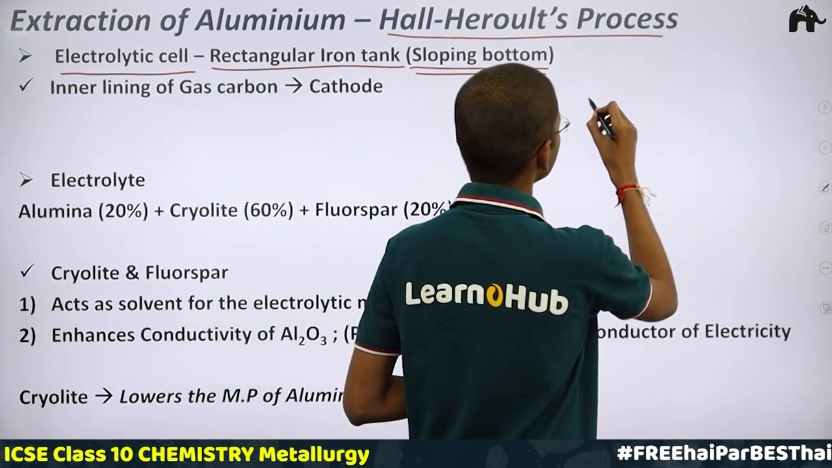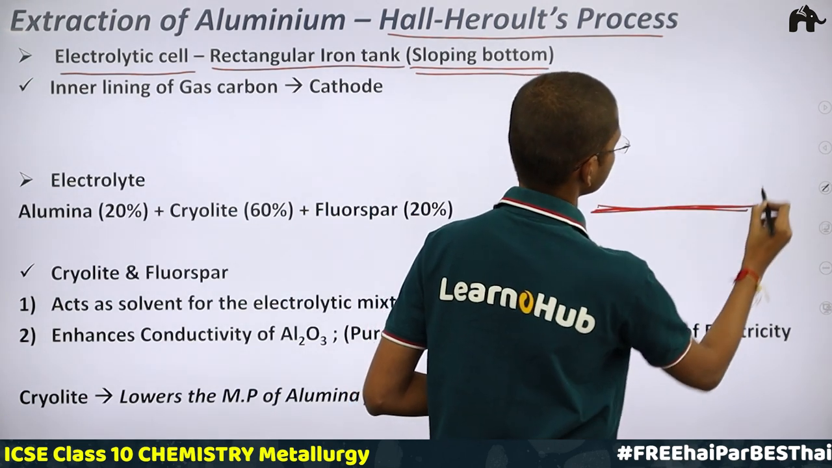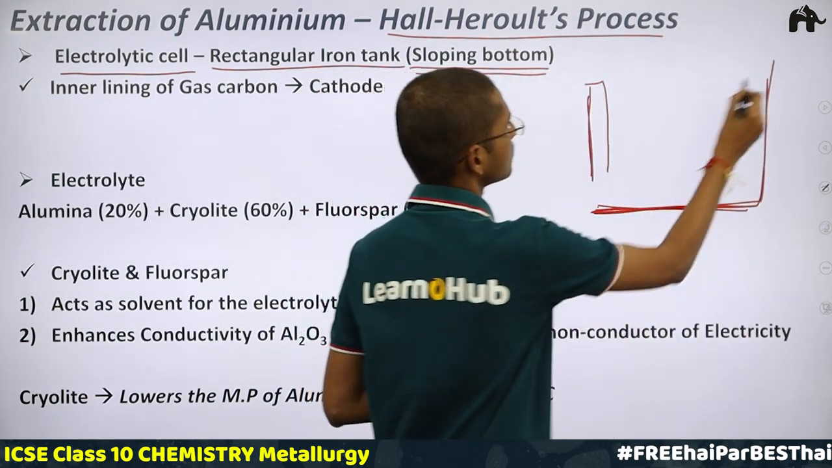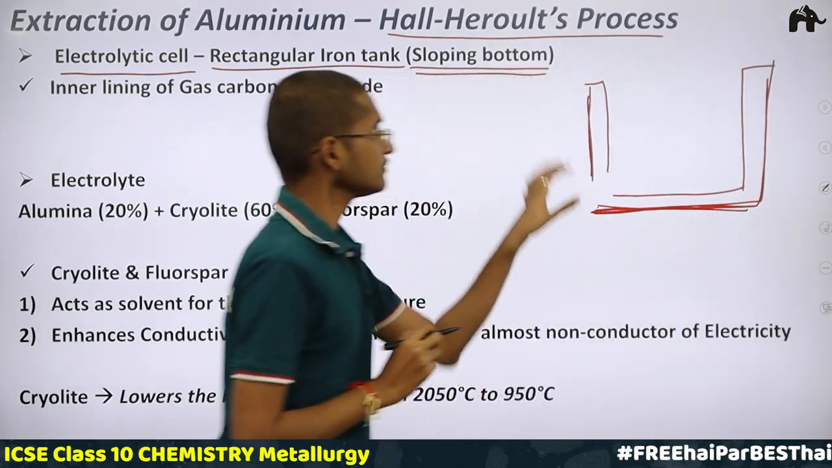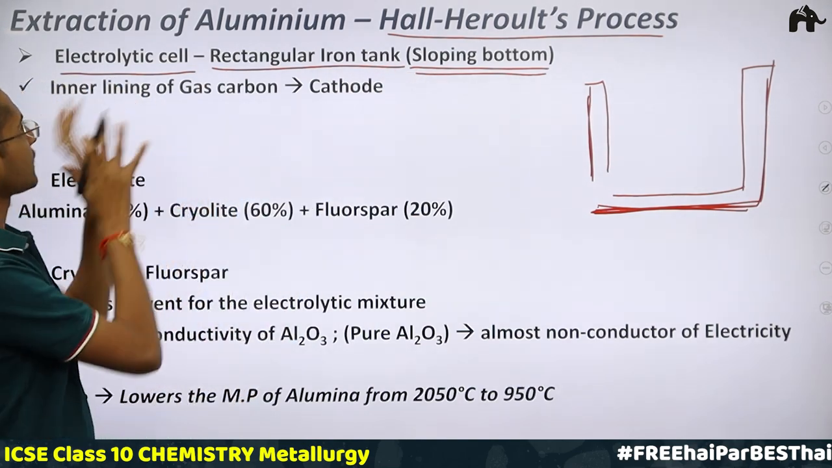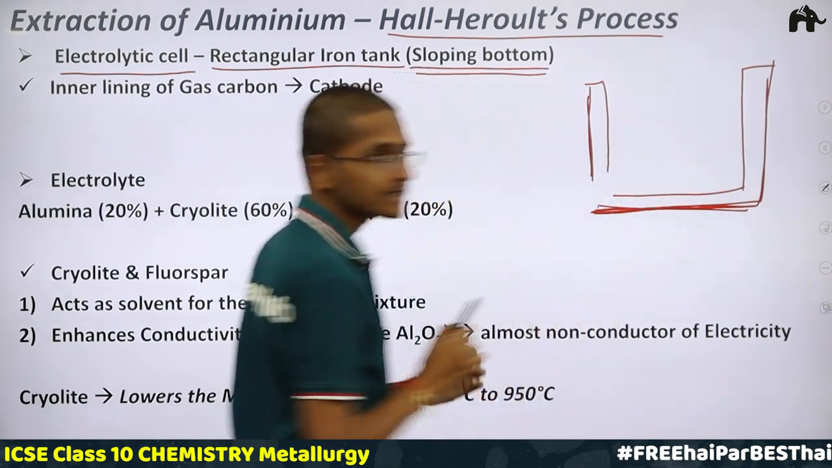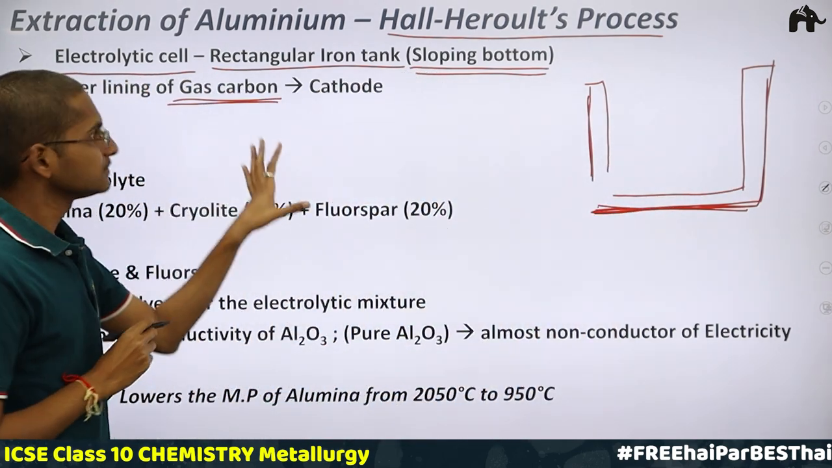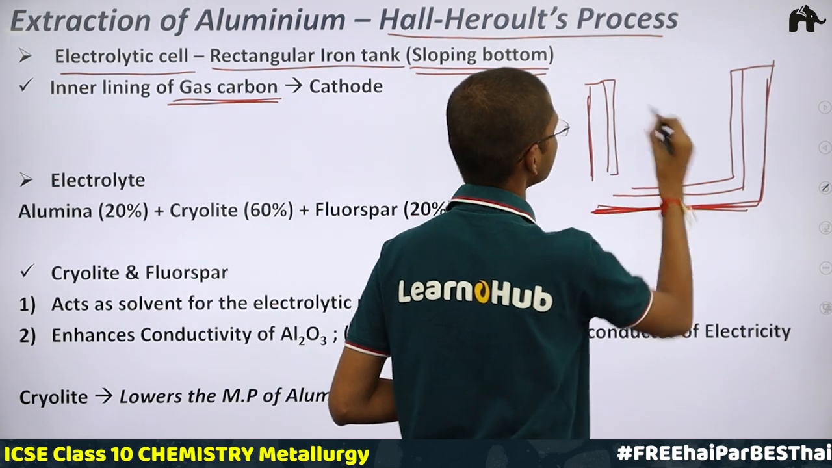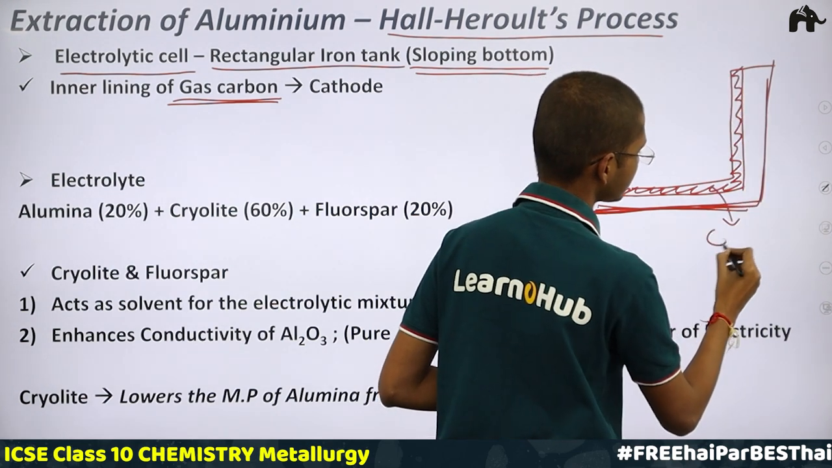So I would just make here the rectangular tank. And I'm making the sloping bottom as well. Why is this sloping bottom? First of all, I will tell you, but first let's see what else is there in our electrolytic cell. We have to line this rectangular tank on the inner side with gas carbon. Gas carbon is simply a form of carbon, and we are going to have the inner lining of this gas carbon, and this would be acting as a cathode in our electrolysis.